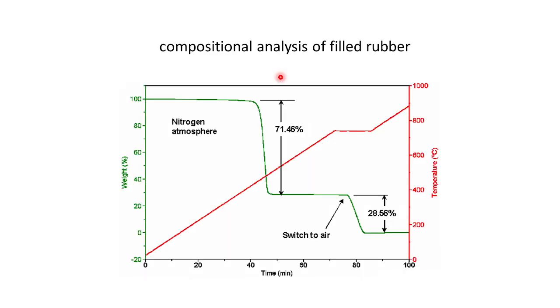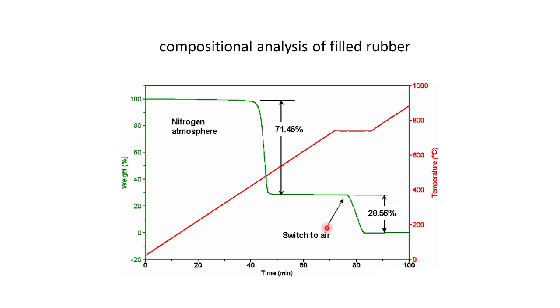Now, how can one determine the different composition of a composite material or a filled rubber material? First of all, this is the TGA under inert atmosphere. Nitrogen is used. This is a two-step degradation. This green color line is showing a two-step degradation of the material. The first degradation started around 40 degrees centigrade and ends around 47 degrees centigrade. The total weight loss is 71.6%.